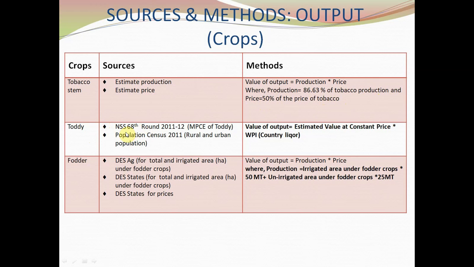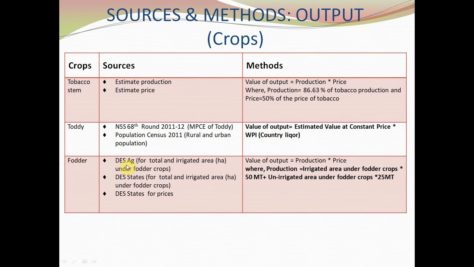For toddy, the NSS National Sample Survey Office's 68th round, which was in 2011-12, is used, and monthly per capita expenditure of toddy is taken, and population census 2011 for rural and urban population is used. Total value of output is calculated as estimated value at constant price into WPI for country liquor.